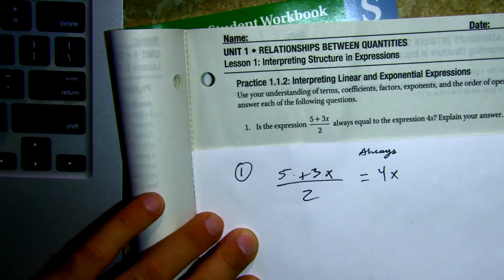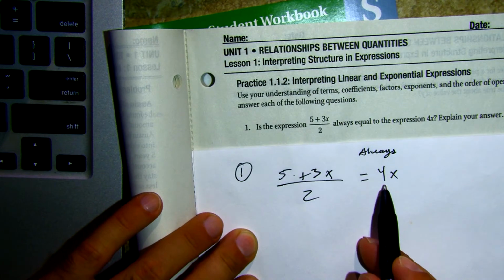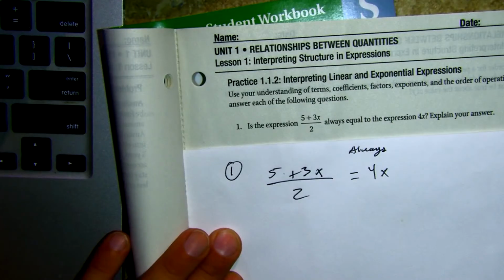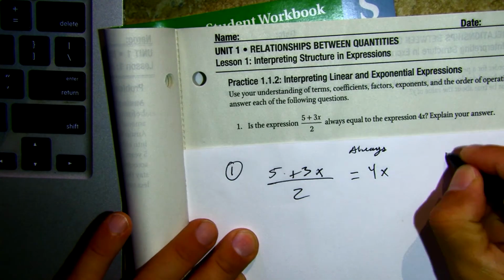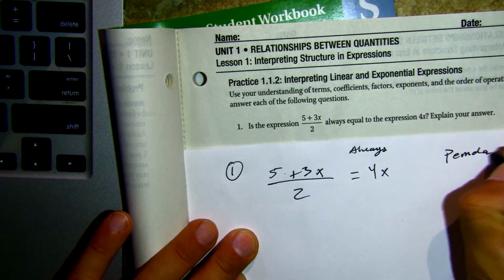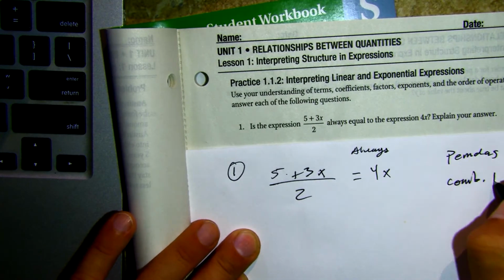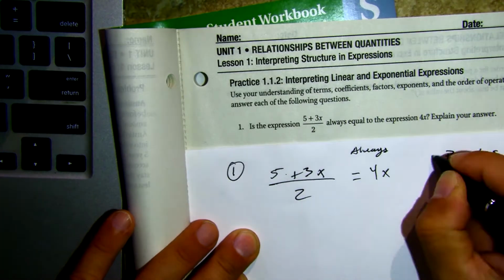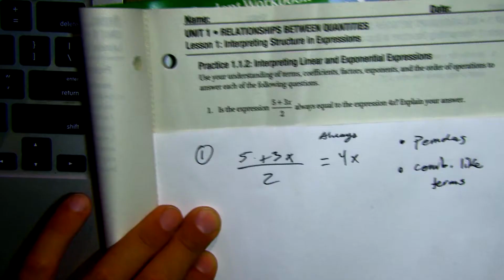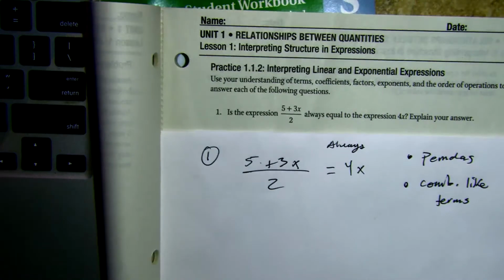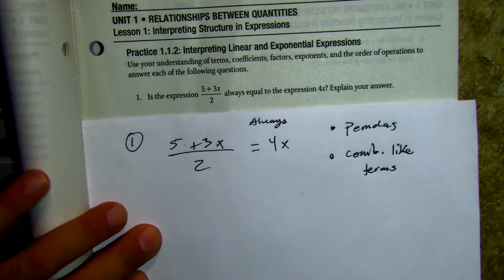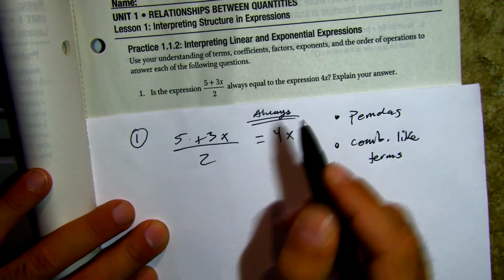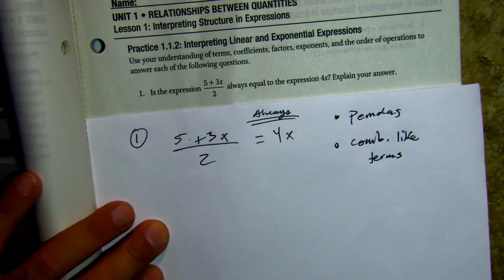So when I'm looking at this, the main things that I want to consider here are PEMDAS and combining like terms. Because we're not going to spend forever plugging in random values, trying to figure out if this always works, because always is pretty specific. It always has to work. That can be kind of tricky for something to always work.